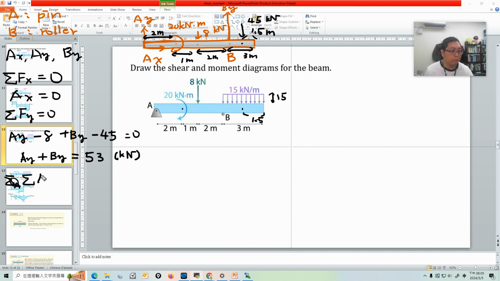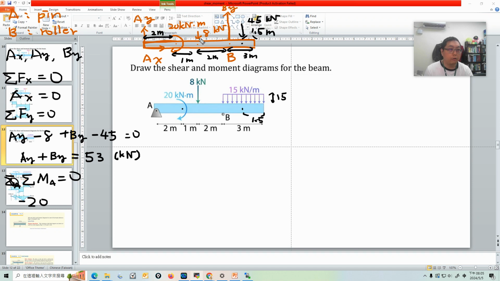Then with the whole system, the total moment of the system is also equal to 0, and we choose A as the reference point. So we don't have to consider Ax and Ay, because these two forces won't create a moment with respect to A. So here we have the 20 kilonewton meter, and it's clockwise, so we have minus 20.